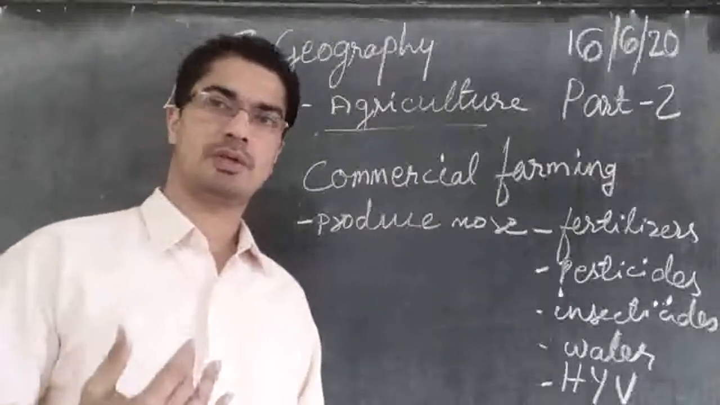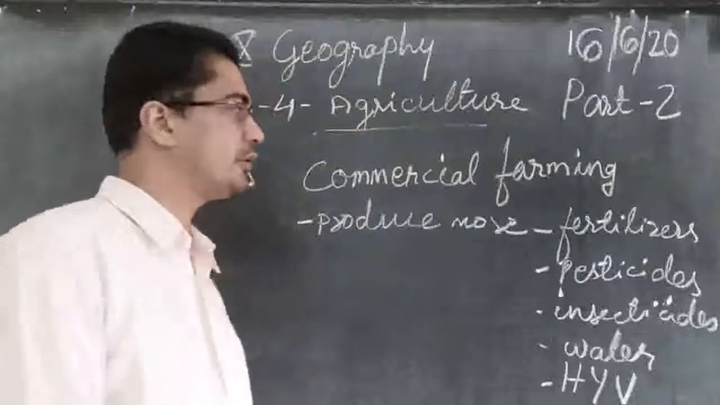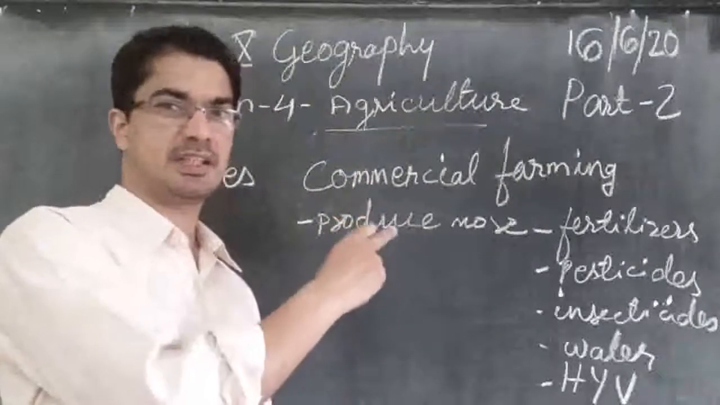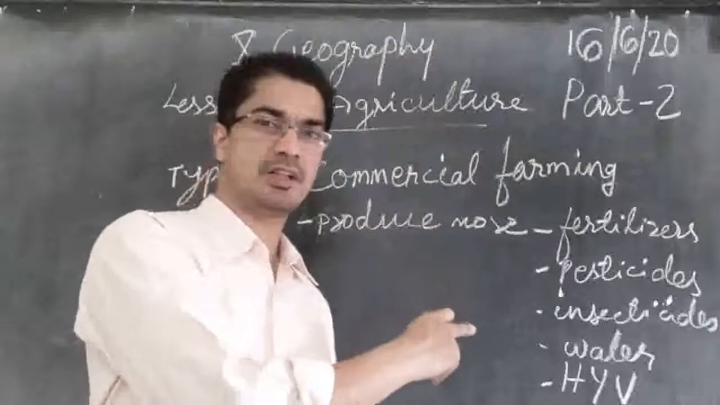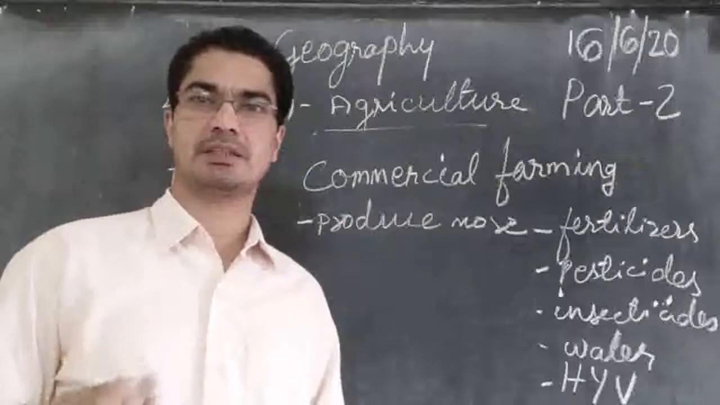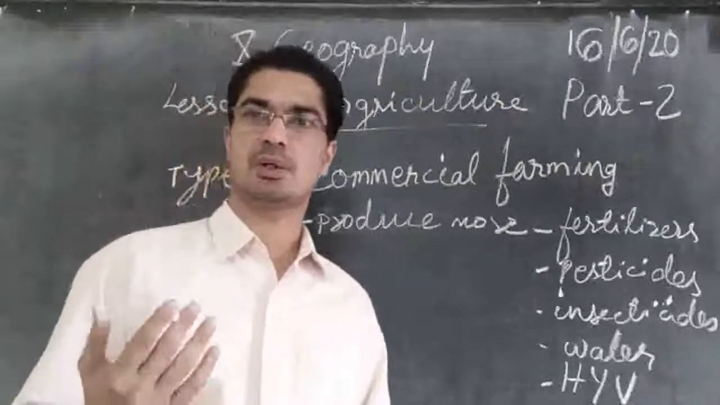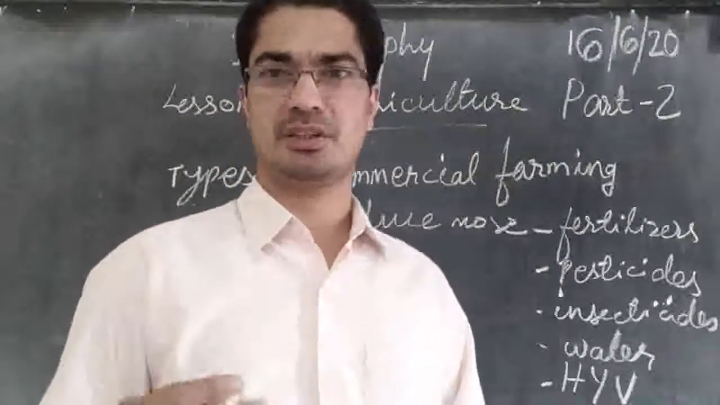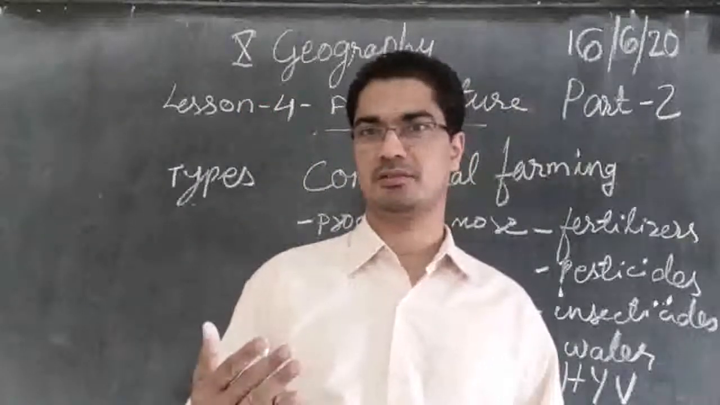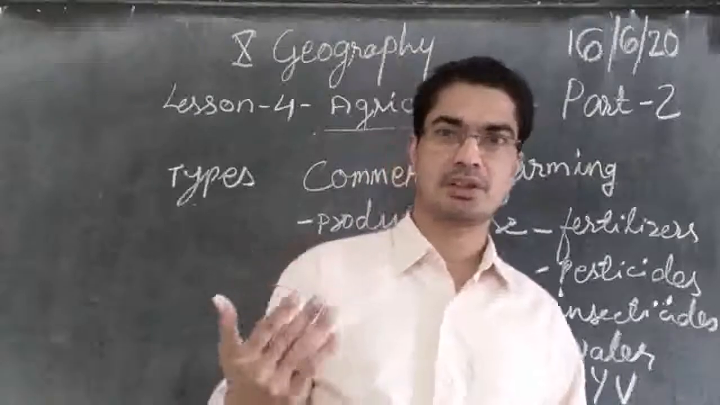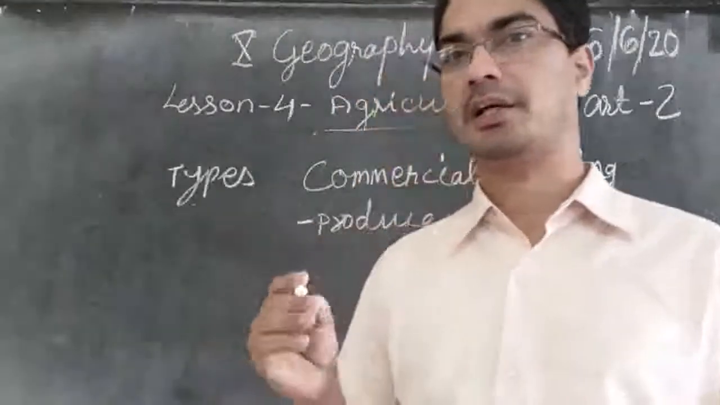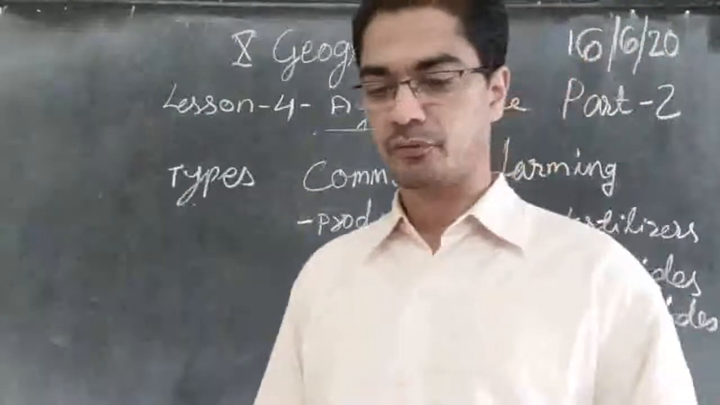So for that, whatever is required, they will do. They will be using fertilizers, pesticides, insecticides, water for irrigation, then high yielding variety of seeds, and they will be using a lot of machines like tractors and harvesting machines, all that. They will be using modern technologies. They are not just satisfied with ordinary methods, because the production will be less. So they use better, modern methods, so that the production will be higher and higher. That is their intention.